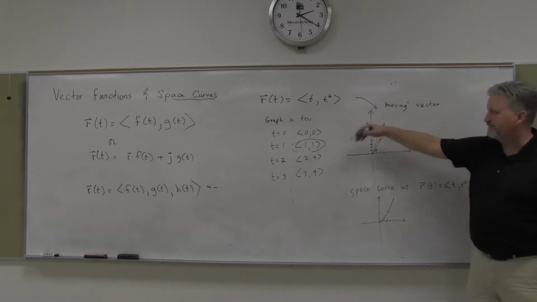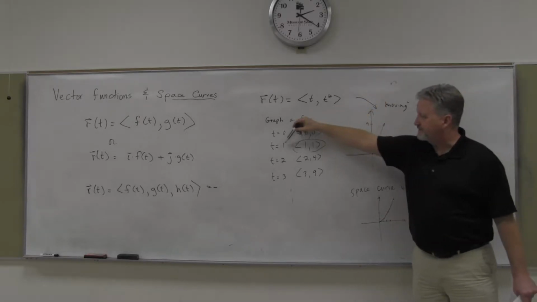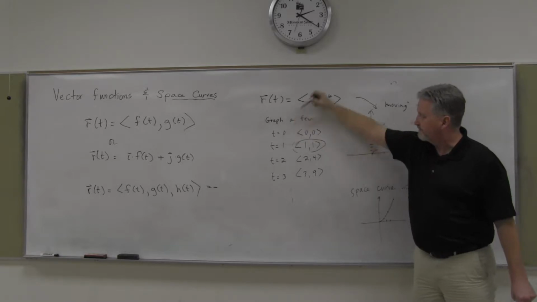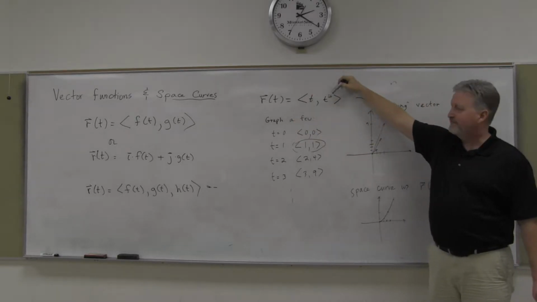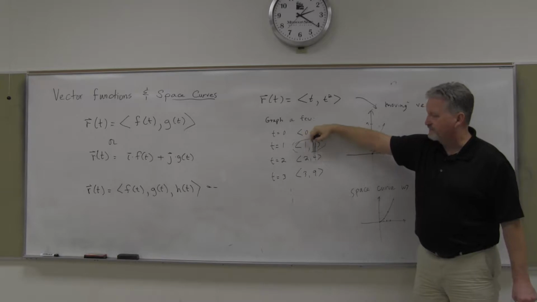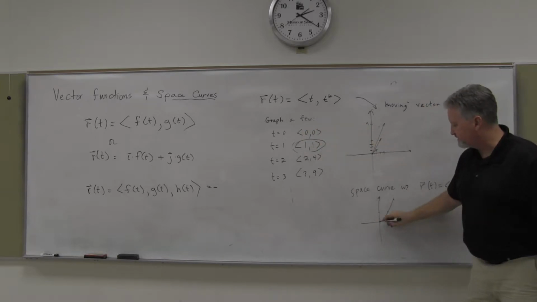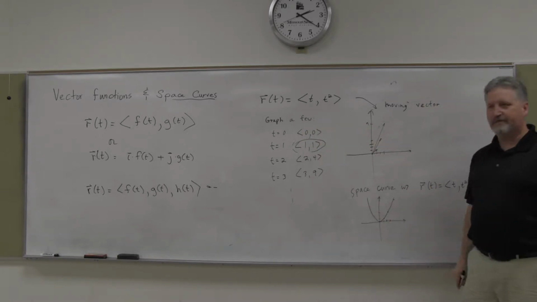And then if you followed it backwards, what would happen if t equals -1? We'd have -1, 1. T equals -2, we'd have -2, 4. So you can see that this one is just going to be a parabola.